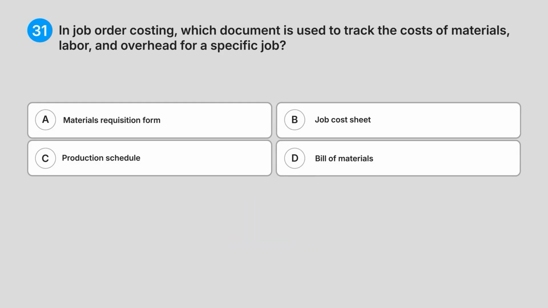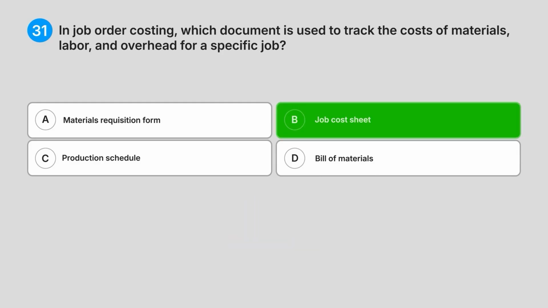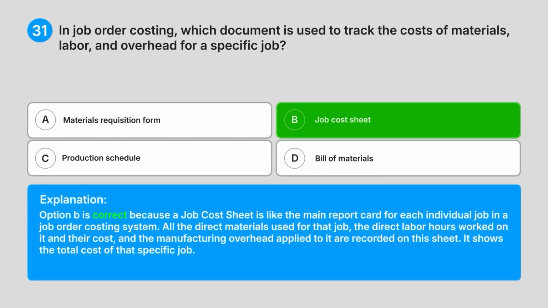Correct answer, B. Job cost sheet. Explanation. Option B is correct because a job cost sheet is like the main report card for each individual job in a job order costing system. All the direct materials used for that job, the direct labour hours worked on it, and their cost, and the manufacturing overhead applied to it, are recorded on this sheet. It shows the total cost of that specific job.